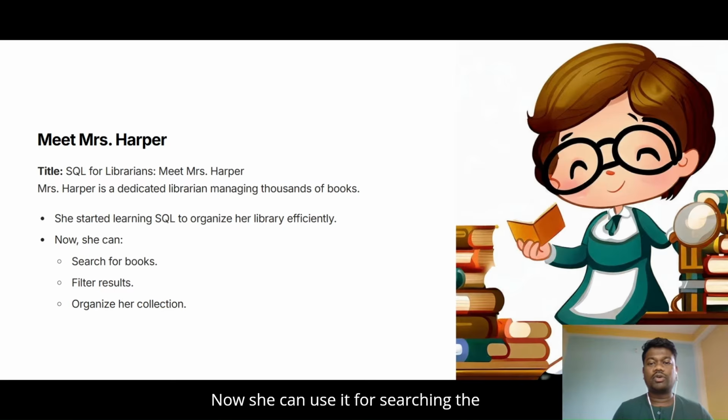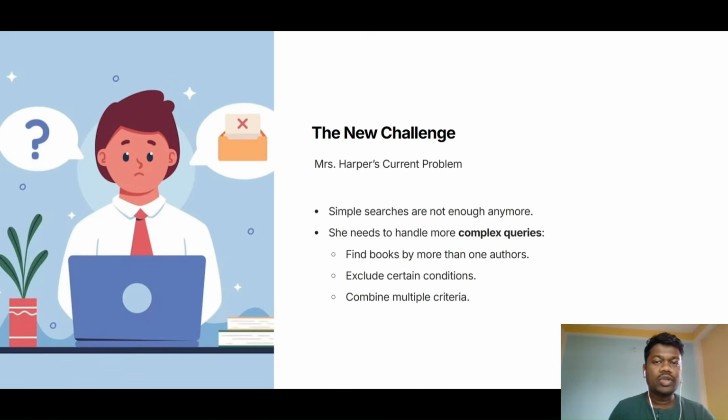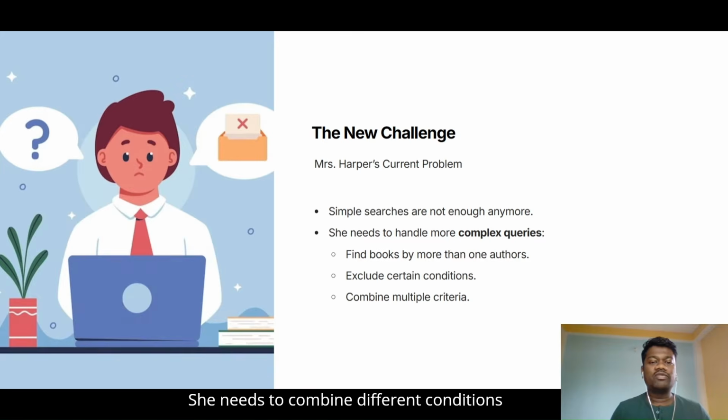Now she can use it for searching the books, filter them on the basis of what she needs, and even organize her entire collection, starting to feel more confident and in control of her library. However, today Mrs. Harper has a new challenge. Sometimes her searches aren't so straightforward. It's not just about finding books by one author or for one year. She needs to combine different conditions to get exactly what she's looking for.